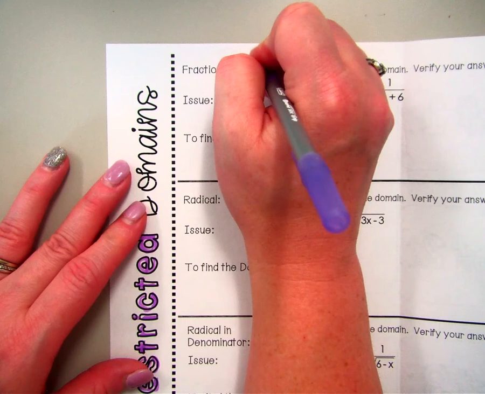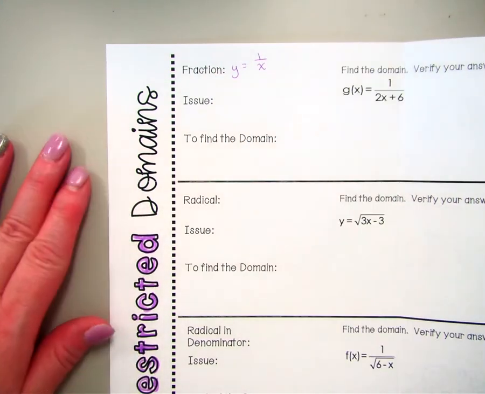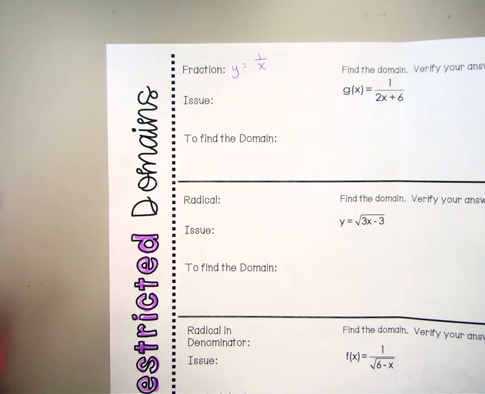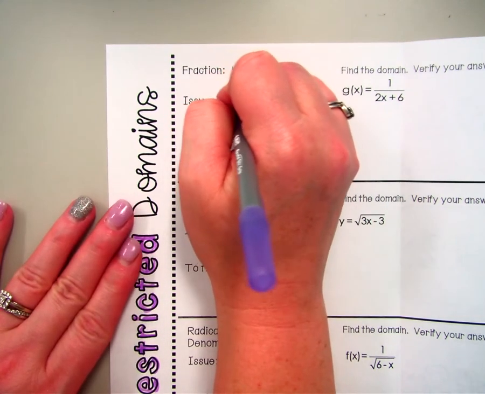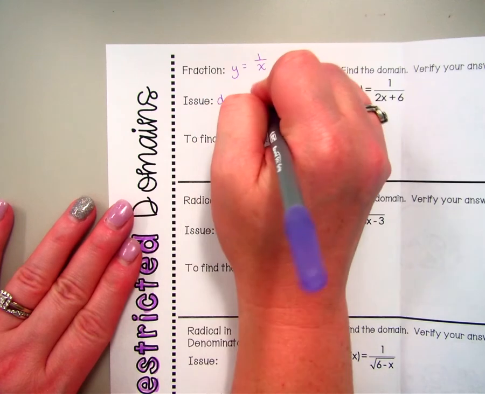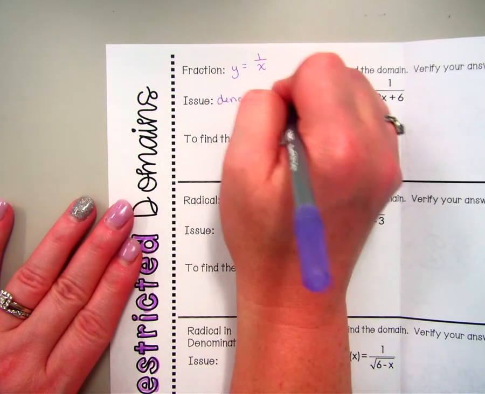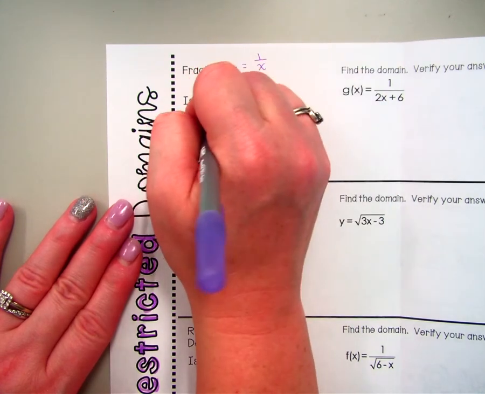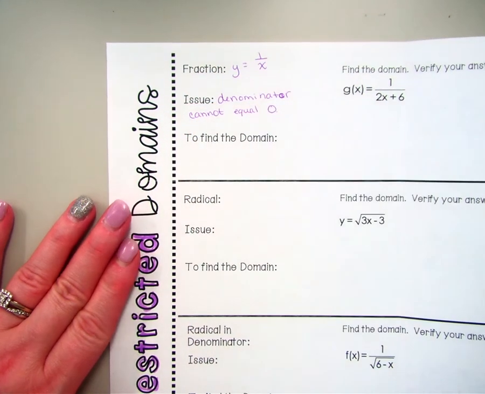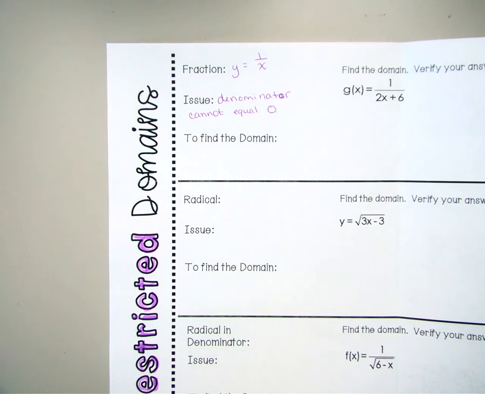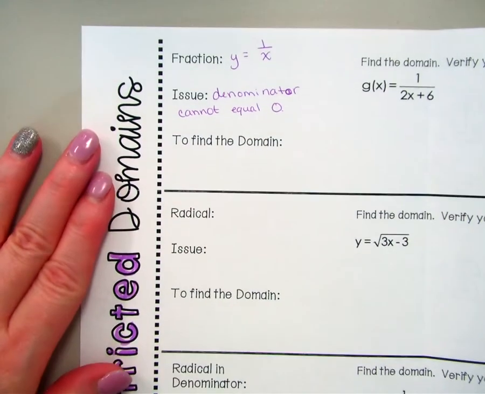So, for example, 1 over x. This is going to end up being a restricted domain because the issue that comes up with this is the fact that your denominator cannot equal 0. You can't have a denominator equal to 0 in a fraction. It just doesn't work that way. You can't divide by 0.